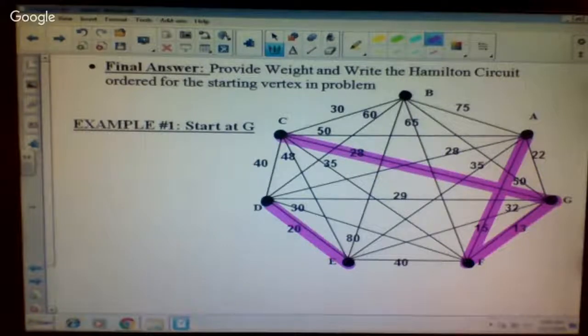I only have 2 lines coming out of G, so that one's good. I can also use this one. I've got 2 lines coming out of A now and 2 lines coming out of D. What's my next one? 29, but you can't do it.